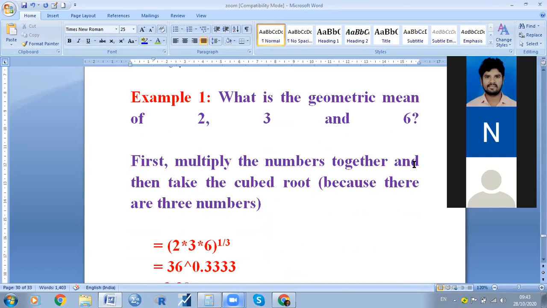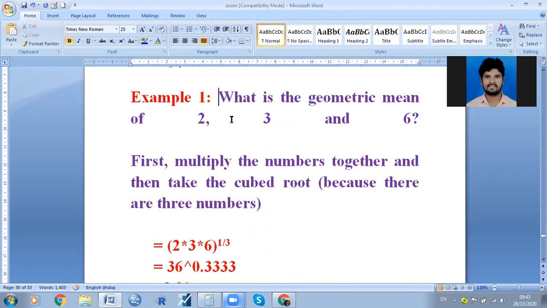Then the next one, another example, say example 1. What is the geometric mean of 2, 3, 6? Sometimes they will ask the question in objective type or in fill in the blanks also. We need to give the answer. Firstly, multiply the numbers together and then take the cube root. As we already said, we need to multiply 2 into 3 into 6.